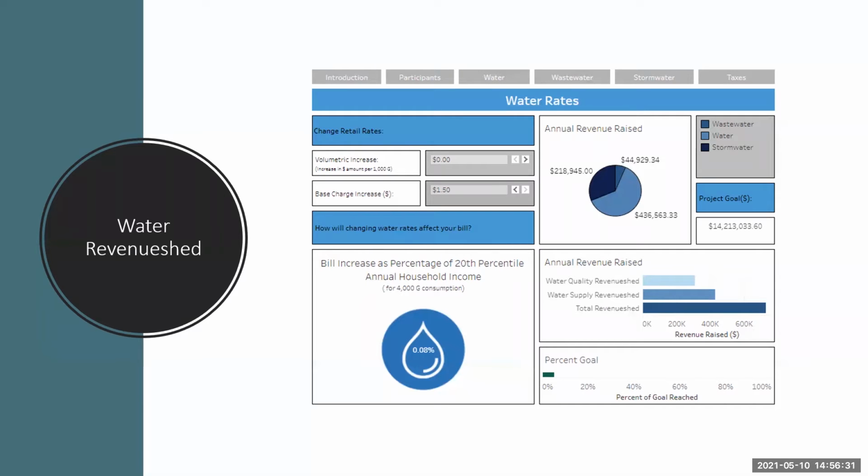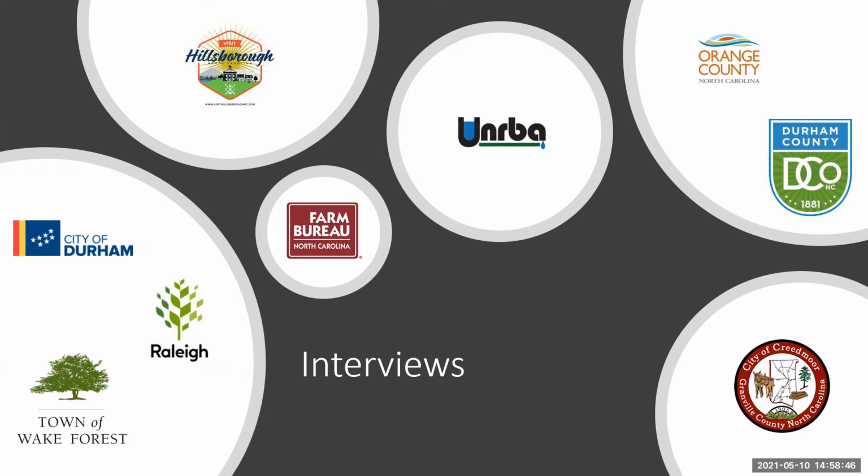So you can see in the bottom left corner of the tool here that there is a look at what the bill increase means as a percentage of 20th percentile household income for the ratepayer. And we're using 20th percentile household income because it looks at the effect on the lower income ratepayer rather than median income, which might be a little bit higher and sometimes much higher than the 20th percentile household income.